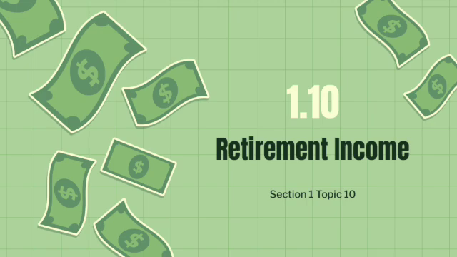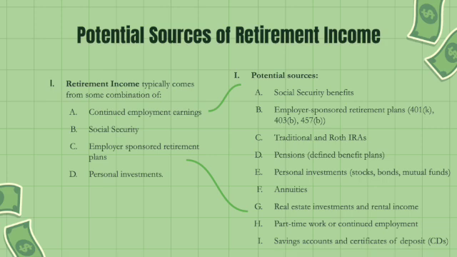Section 1, Topic 10, Retirement Income. So there's a few different potential sources of retirement income, which is just the income that you're still getting after you retire. And they usually are some sort of combination of continued employment earnings, so any money that you're getting from the company or business that you own or work for after you retire, or it can also be Social Security, which is just money from the government essentially.